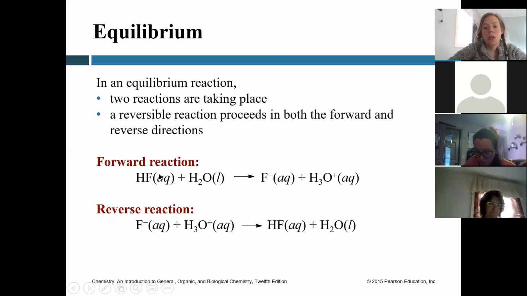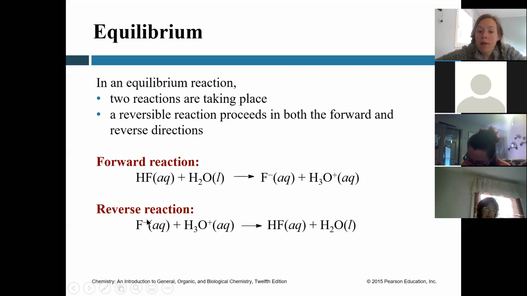All right, so getting deeper into equilibrium. In an equilibrium reaction, we actually will have 2 reactions taking place. We have the forward direction, and then we have the reverse direction. So HF is a weak acid. We can see that we have HF combining with water to form the F- and the H3O+, right? This is the acid dissociating.